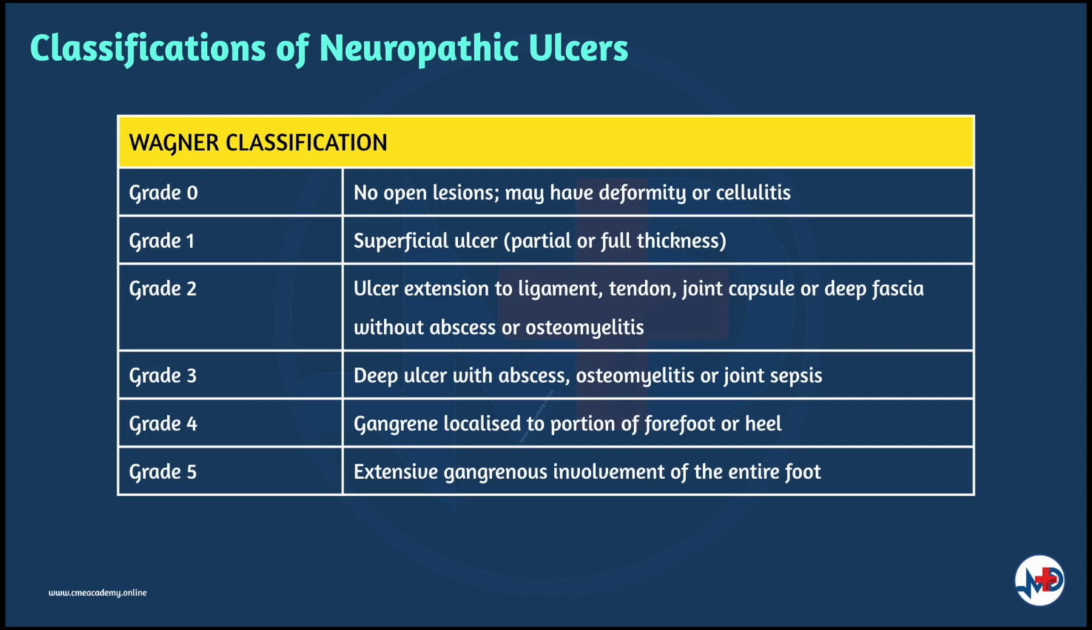This table here shows the classification. Grade 0 indicates no open lesions but may have deformities or cellulitis. Superficial ulcers, either partial or full thickness, will be graded as grade 1. Grade 2 refers to ulcer extension to the ligament, tendon, joint capsule, or deep fascia without abscess or osteomyelitis. Any deep ulcer with infections such as abscess, osteomyelitis, or joint sepsis is classified as grade 3. Grade 4 is for gangrene localized to a portion of the forefoot or heel, and grade 5 indicates extensive gangrenous involvement of the entire foot.